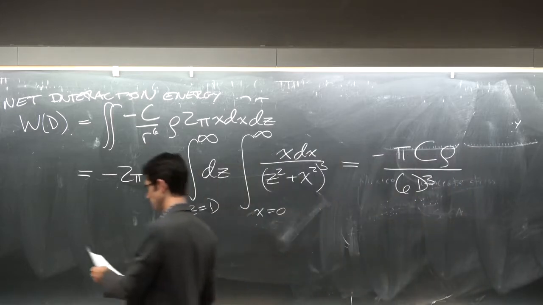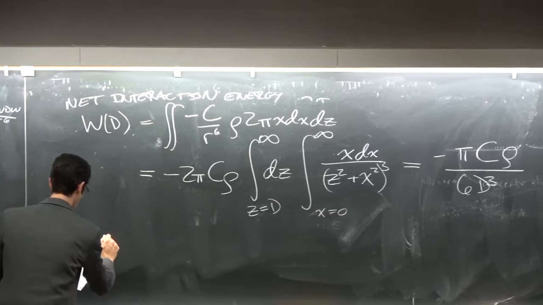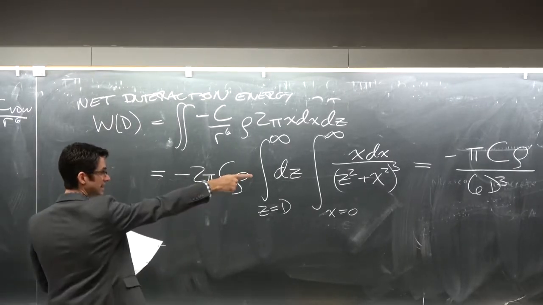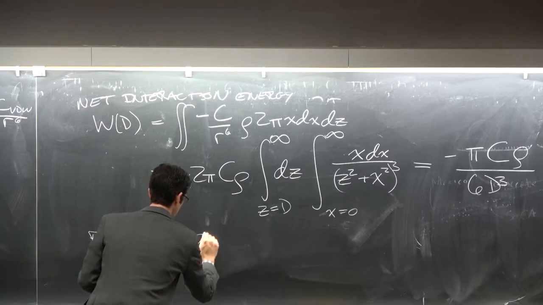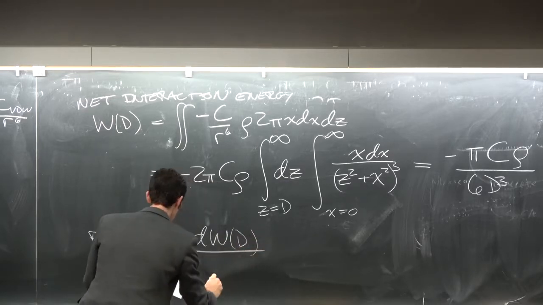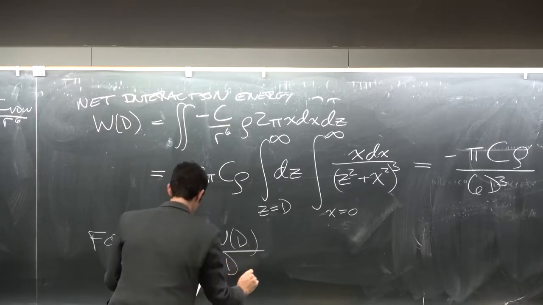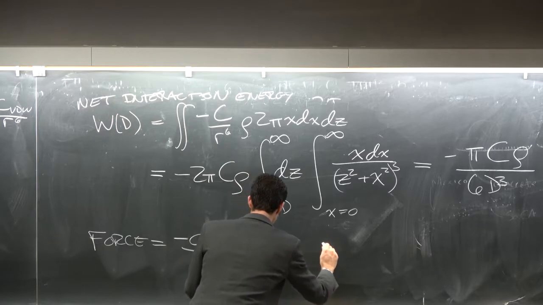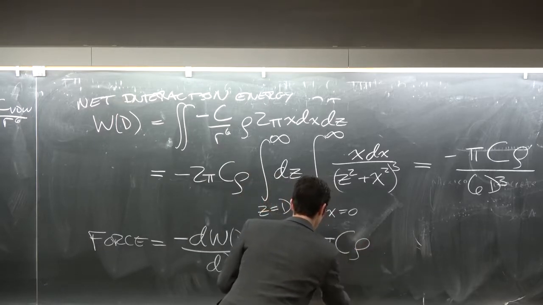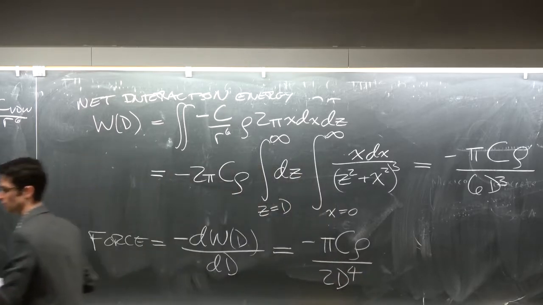And I want to end by saying, and we'll start here next time, that this is the energy, but the force has a relationship with energy of the negative rate of change of the energy with respect to distance. So the derivative with respect to D is minus pi C rho over 2D to the 4th.